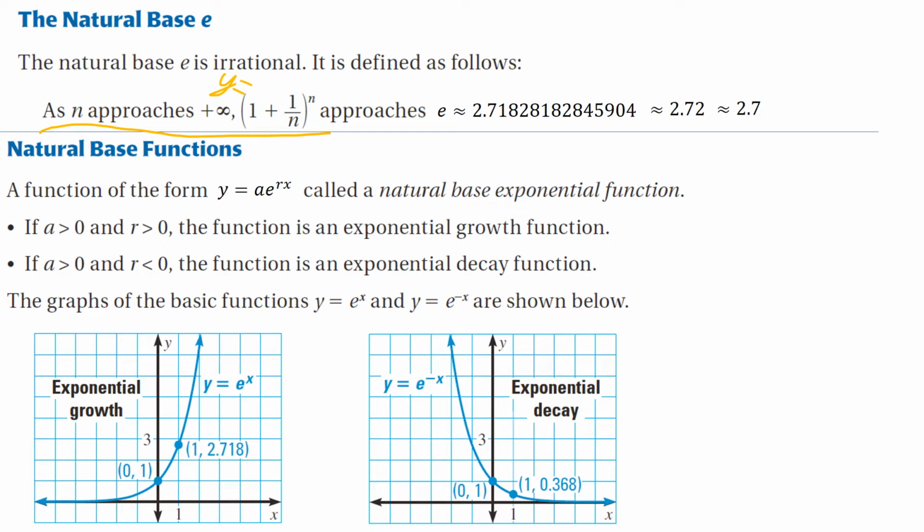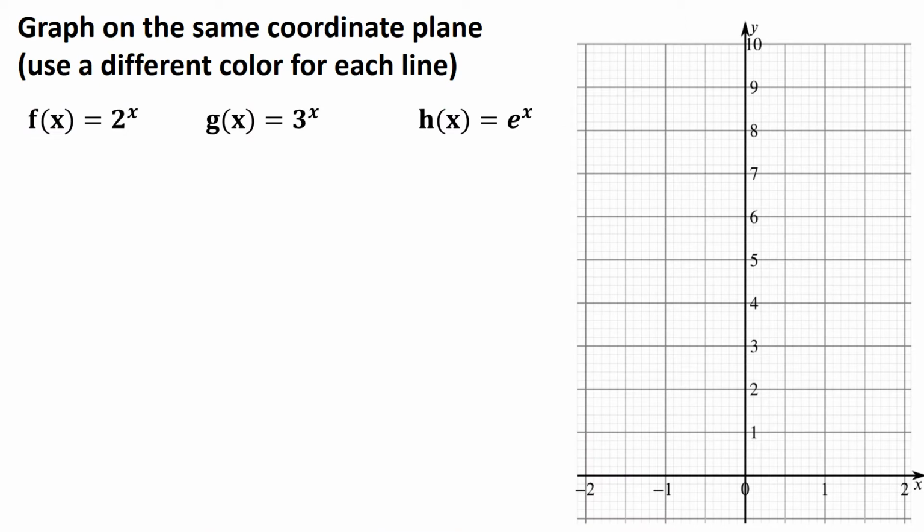The first one is when r is greater than 0. Then we have an exponential growth function. When r is less than 0, we have a decay function. Let's look at a graph of y equals e to the x power.